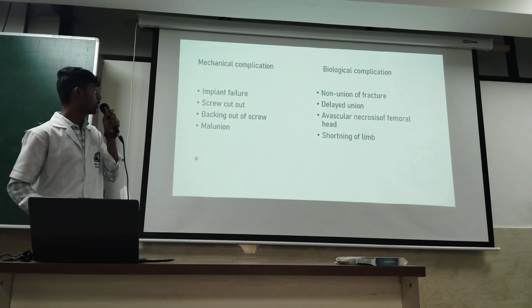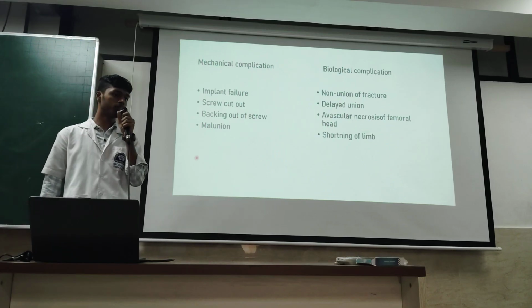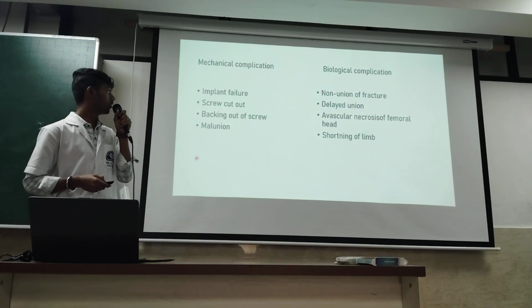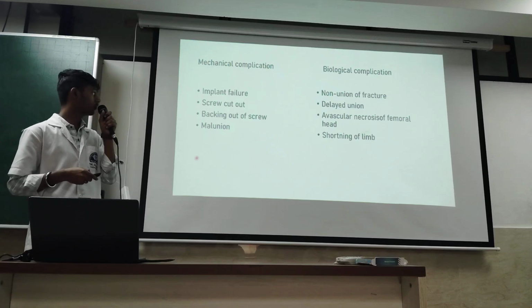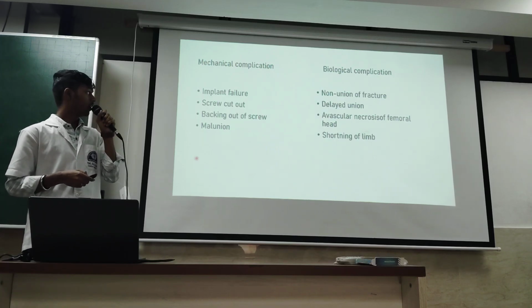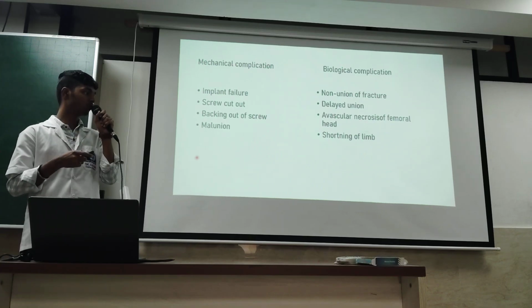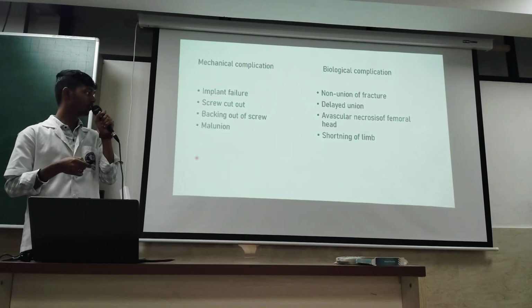Now we discuss mechanical complications. In mechanical complications, first is implant failure. In this condition, the implant does not work properly. This condition is known as implant failure. Second is screw cutout. In this condition, we use a surgical screw. This surgical screw is dislocated from its position.